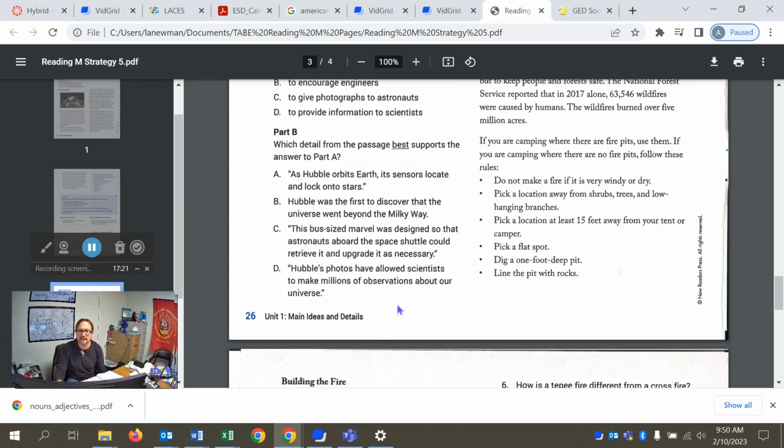Hubble's photos have allowed scientists to make millions of observations about our universe. And see, we have this detail that is certainly information being provided to scientists. Millions of different observations, to be exact.